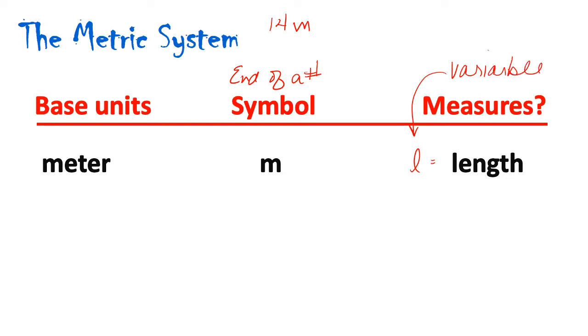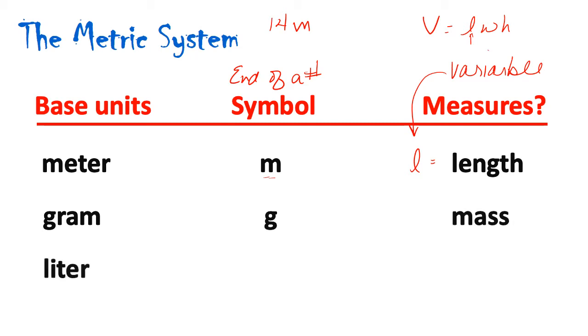In a chemical equation, you should be familiar with volume equals length times width times height. And the L is what we would put here. But if I were to actually measure the length of something, the symbol then is m for meter. Gram, the symbol we use for gram. Anyone? Yeah, g. And that measures mass. A liter, its symbol is an L, and that measures volume. And those are the basic units we're going to cover in this chapter.